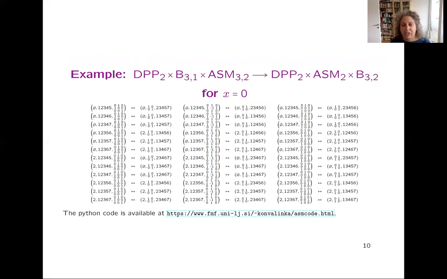So our bijections are quite complicated, but they are totally explicit, of course, and we have coded them. So if you want to look at the code, here is the web page. And here I've given an example for a specific choice of parameters.